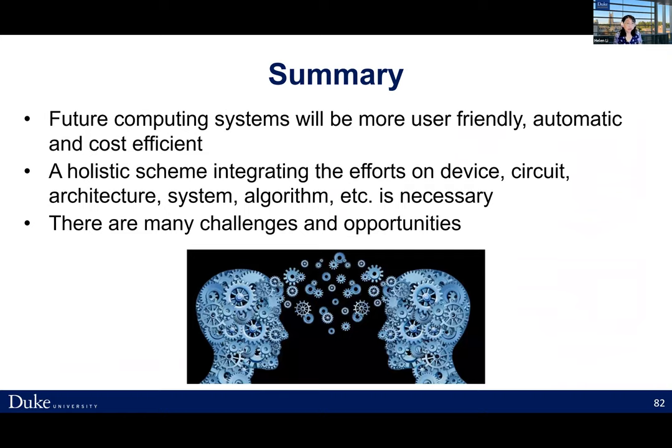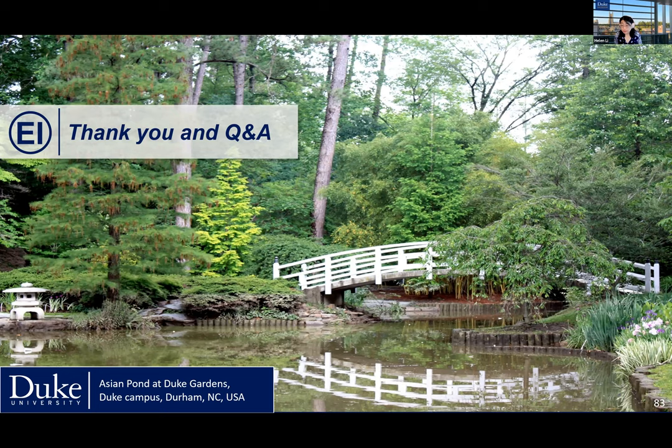All right, so to summarize quickly, the future computing systems we envision will be more user-friendly. They must be automatic, and cost efficiency is necessary. As I talked about neuromorphic computing, again, it must be a multidisciplinary effort, integrating device level, circuit, architecture, system, and algorithm. In fact, we also work with neuroscience in order to better understand our neural systems. There are many challenges, but it also indicates there are a lot of opportunities in front of us. All right, so this is all I have for today. Any questions are welcome.